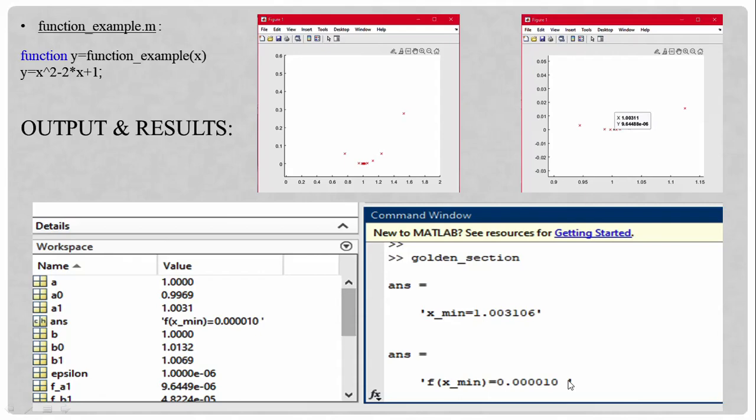And the f minimum will be 0.0001. Actually, f minimum is 0, but the iterations are fewer, so we stopped the value there. But if we have more iterations, we'll get the precise value. So this is what I want to say.